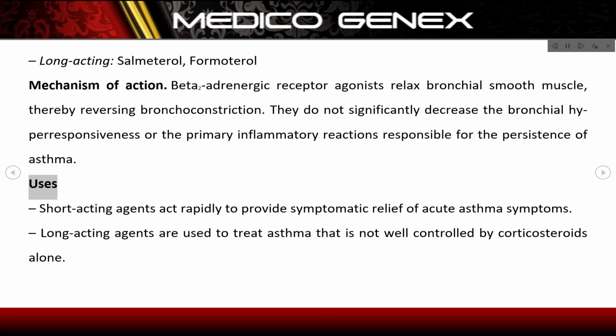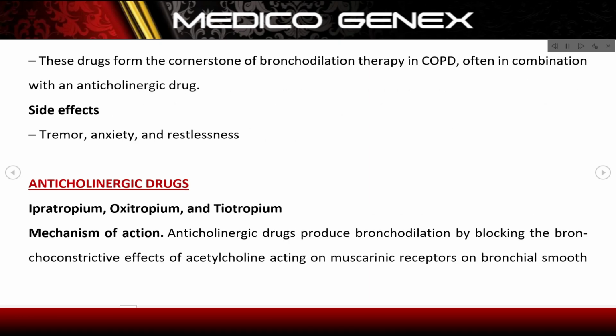Uses. Short-acting agents act rapidly to provide symptomatic relief of acute asthma symptoms. Long-acting agents are used to treat asthma that is not well controlled by corticosteroids alone. These drugs form the cornerstone of bronchodilation therapy in COPD, often in combination with an anticholinergic drug. Side effects: tremor, anxiety, and restlessness.